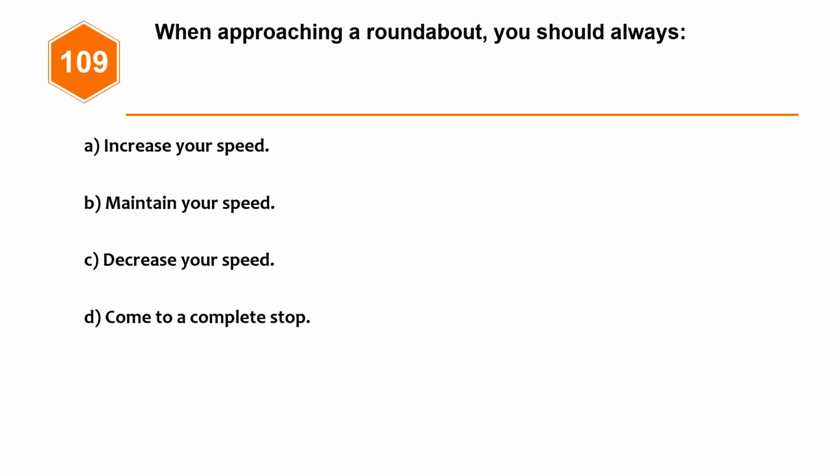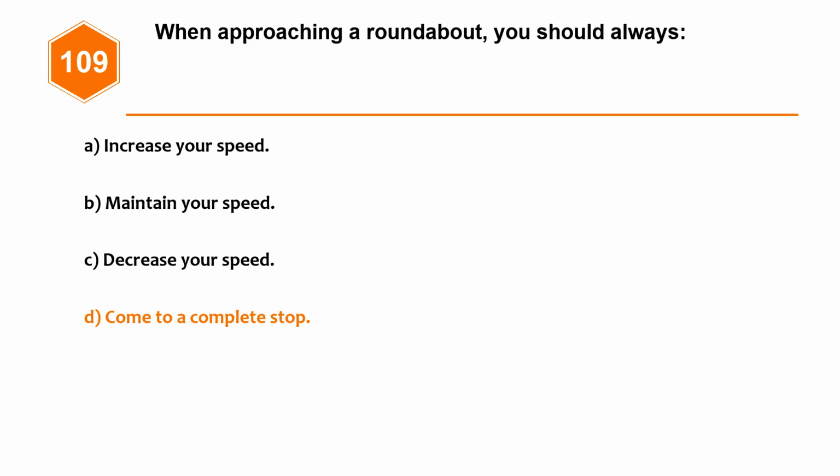Question 109. When approaching a roundabout, you should always: Option A, increase your speed. Option B, maintain your speed. Option C, decrease your speed. Option D, come to a complete stop.